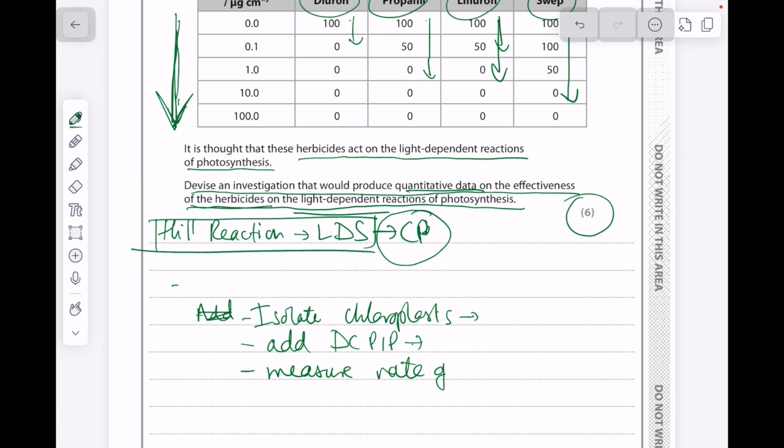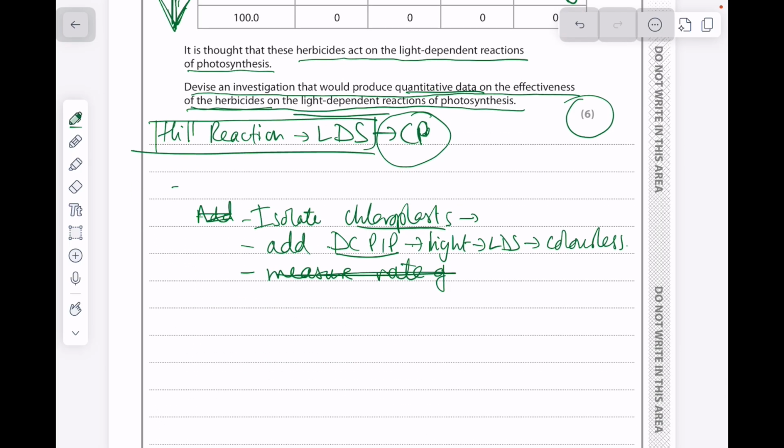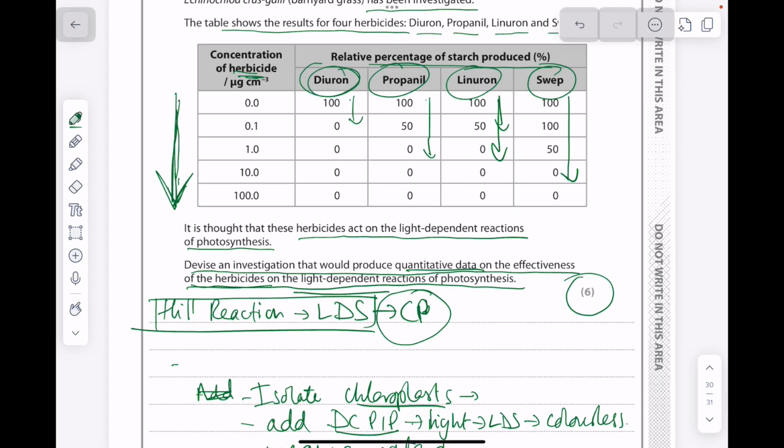So DCPIP in the presence of light. So if light is there and DCPIP is there and chloroplasts are there, what should happen is light would result in the light-dependent stage happening, with electrons flowing through the electron transport chain. Those electrons are used to reduce DCPIP, which makes DCPIP go colorless. Okay, so how could we use this to measure the effect of these chemicals?